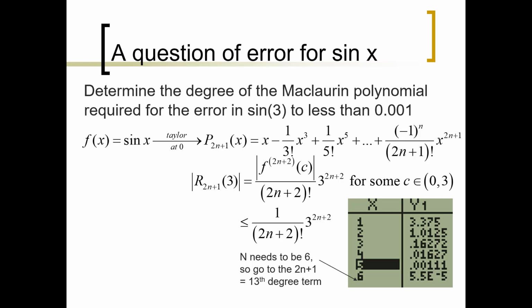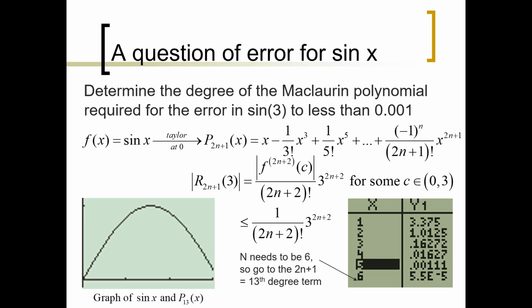So if n is 6, the degree of the polynomial is 2n plus 1, that's 13. If I go to the 13th degree Maclaurin polynomial and evaluate the sine at 3, the error is going to be less than 0.001. In fact, it's a lot less. Also, if you remember, it was hinted that if you move the evaluation point closer to the center of 0, the error gets less. If you remember the graphs I did before.